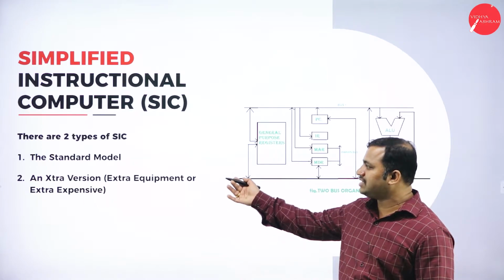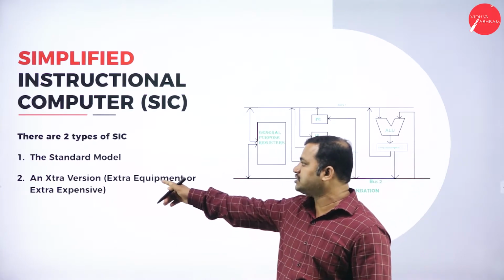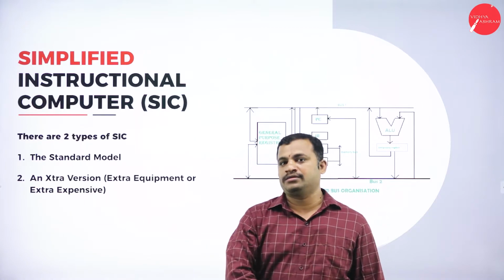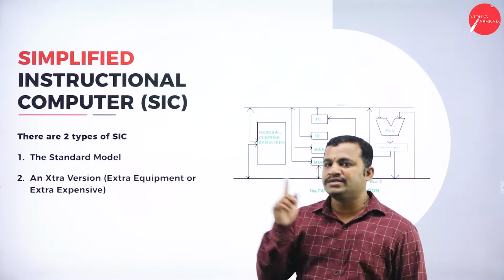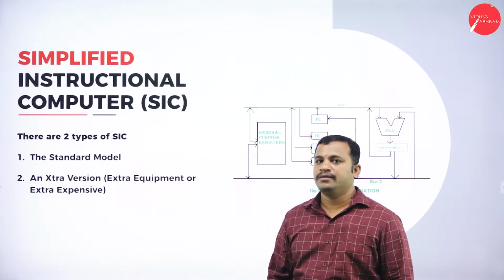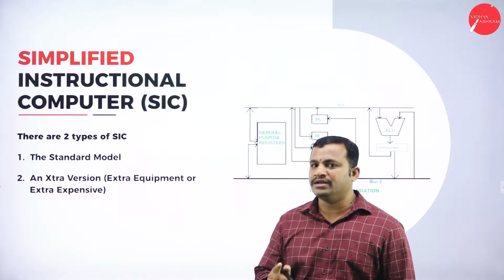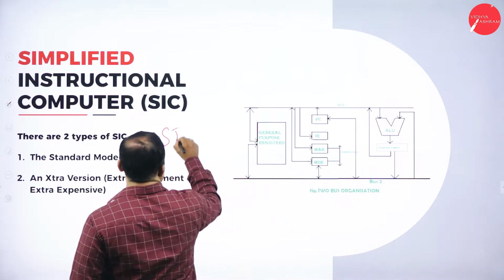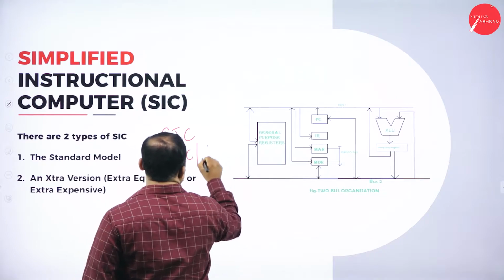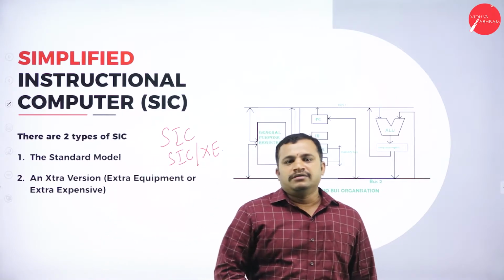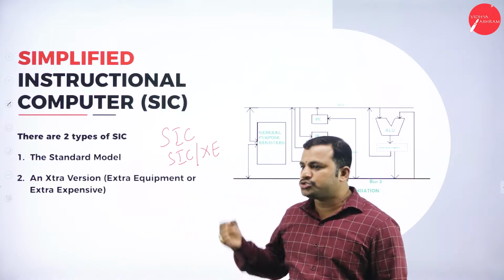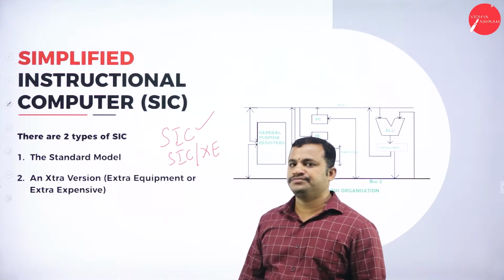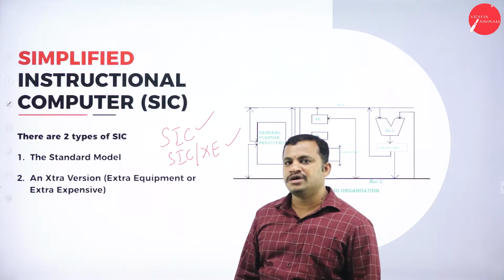What is the meaning of XE? An extra version, where X stands for extra equipment or extra expensive type of model. So you will find a difference between a standard model and XE model. What is the difference you are going to find out in SIC model and SIC/XE model? The difference you may observe in these two types of architecture of systems is that the instruction formats of these two architectures may vary.